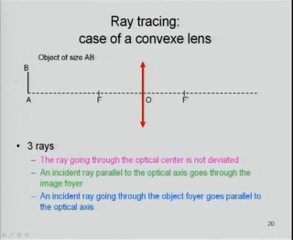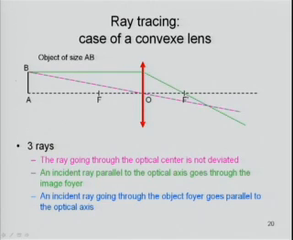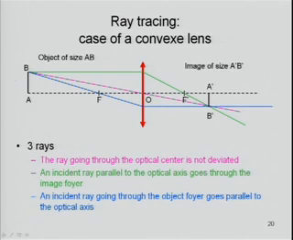So the first one is the ray going through the optical center, it is not deviated. The second one is an incident ray parallel to the optical axis, like this, which will go through the image focal point, so we'll go through F prime. So we have a first intersection, but let's do the third one to be sure. An incident ray going through the object focal point, so F, goes parallel to the optical axis, right here. So where's my image? Here.